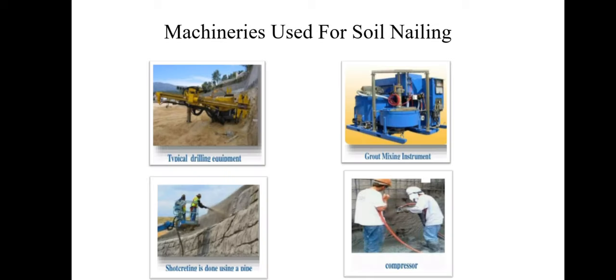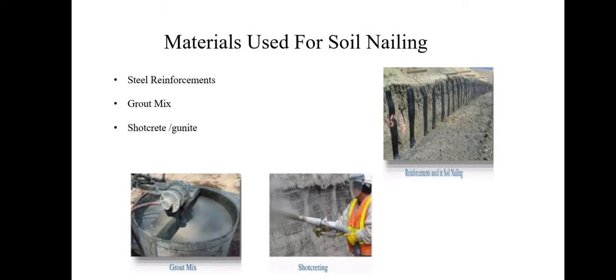So here are the machineries used for soil nailing, such as compressor, grout mixing instrument, typical drilling equipment, and also shot grading is done using a pipe. So, what are the materials used for soil nailing? Steel reinforcement, grout mix, shotcrete, and gunite.